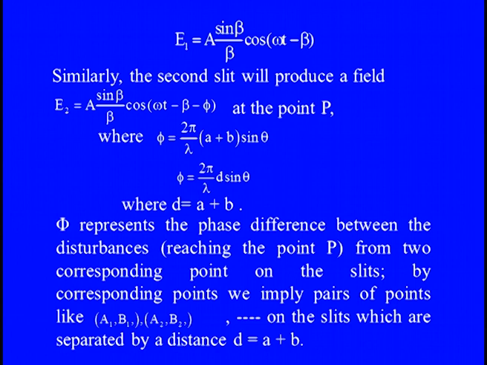is equal to a plus b. φ represents the phase difference between the disturbances reaching the point P from two corresponding points on the slits. By corresponding points, we imply pairs of points like A1 B1, A2 B2 and so on, on the slits, which are separated by a distance d equal to a plus b.